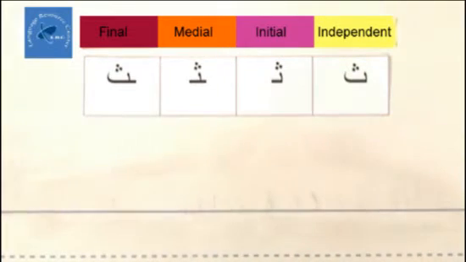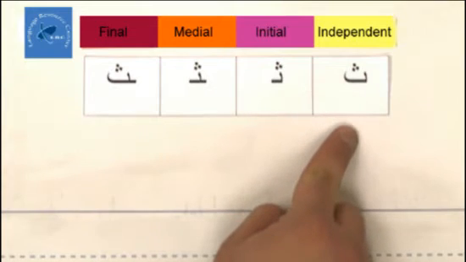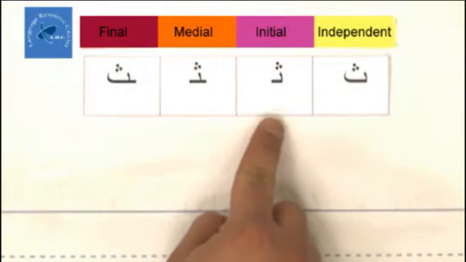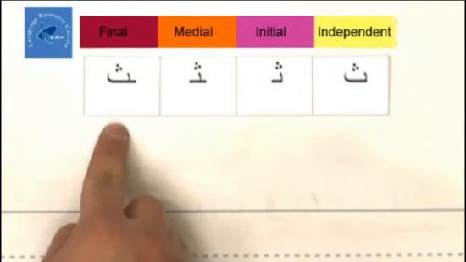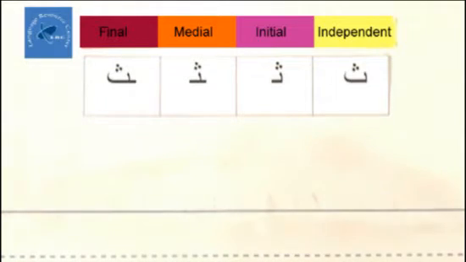Now we'll move on to the letter th. Th. And as we can see here, th is represented in its printed format. Th, independent. Th, initial position. Th, medial. And th in its final position. So let's start practicing writing th.